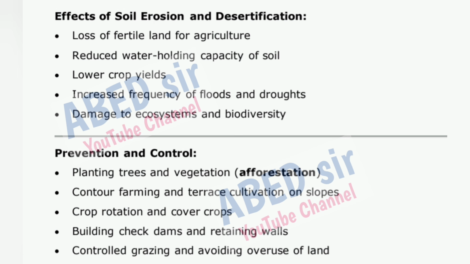Prevention and control: planting trees and vegetation, afforestation; contour farming and terrace cultivation on slopes; crop rotation and cover crops; building check dams and retaining walls; controlled grazing and avoiding overuse of land.